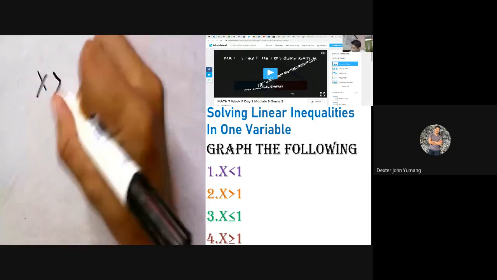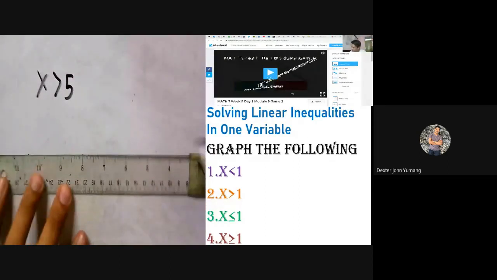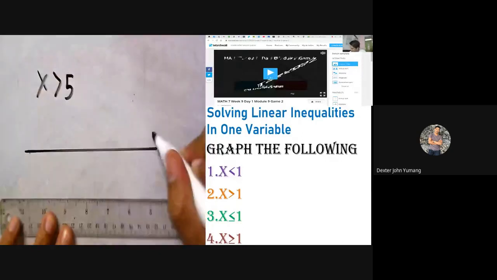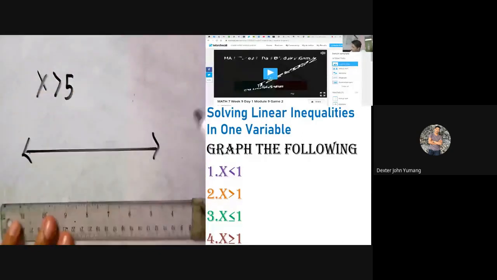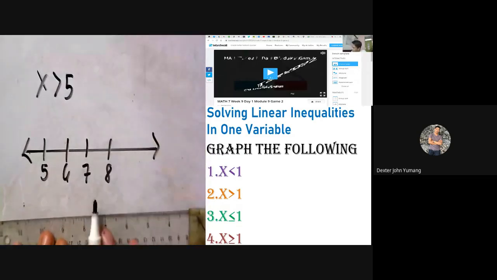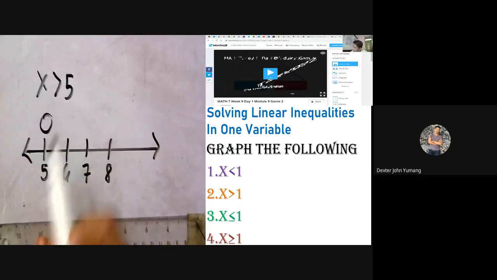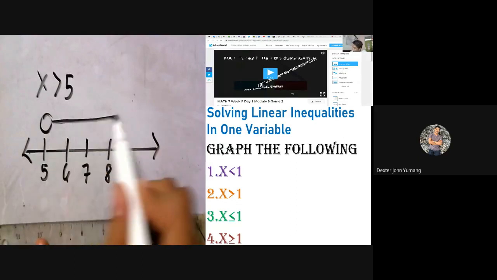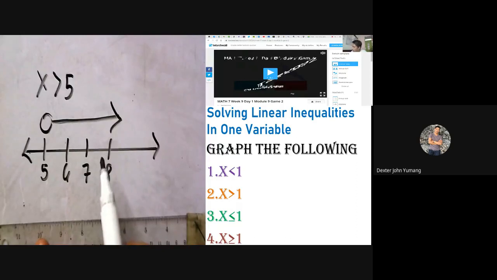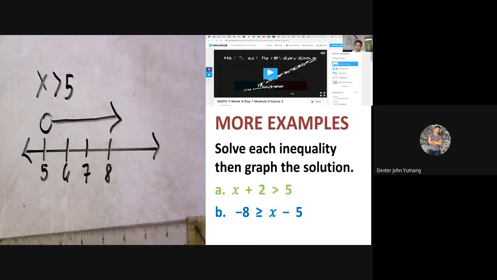So x is greater than 5, so using the ruler, let's draw that one. So what are the numbers greater than 5? We have 6, 7, 8, 9, and 10. Pwede na ba mag-stop sa 7 pa lang? Pwede na po. Pwede ba mag-stop sa 8 na lang? Pwede din po. Okay? So let's focus on 5. Then wala pong underline or equal to na tinatawag. So therefore, open siya or hollow. Then the arrow goes to the right direction. Okay? That's correct. Tama po ang sagot ninyo. Okay, very good class. Next.